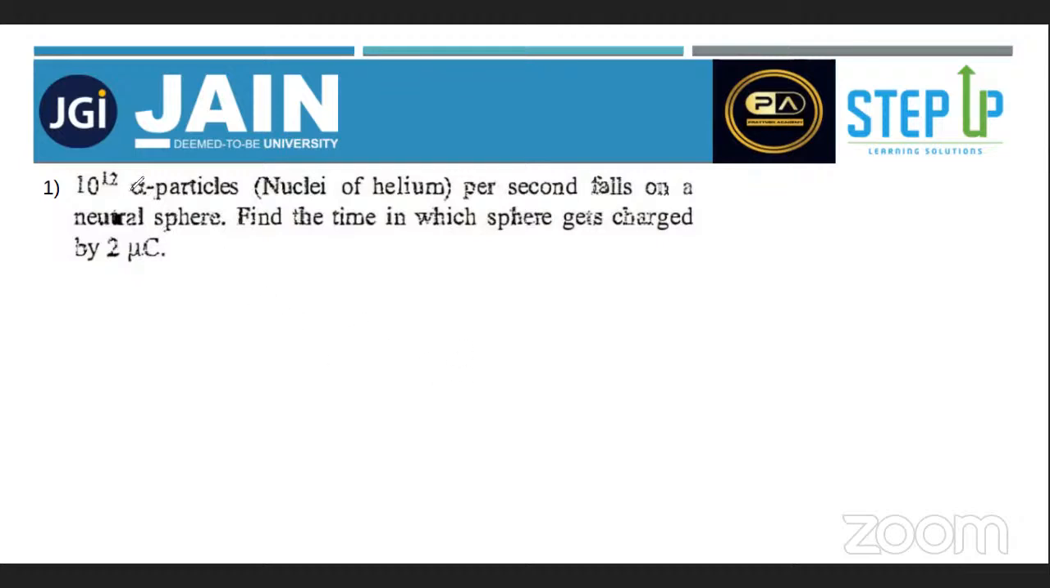Okay, let's solve. So now they are saying we have 10 raised to 12 alpha particles, so alpha particle is basically helium 2 4, per second falls on a neutral sphere. Find the time in which the sphere gets charged by 2 microcoulomb. So the total charge they have given you is 2 microcoulomb. Charge Q is 2 microcoulomb. This is the first thing I have.